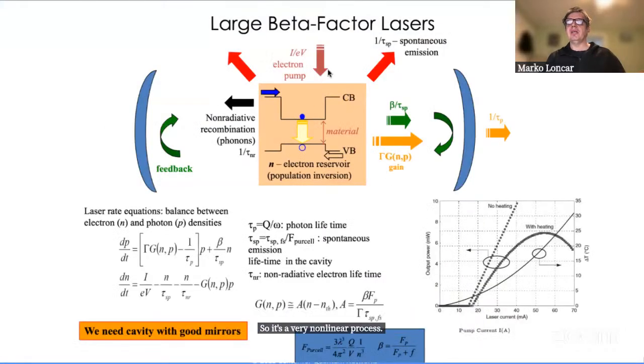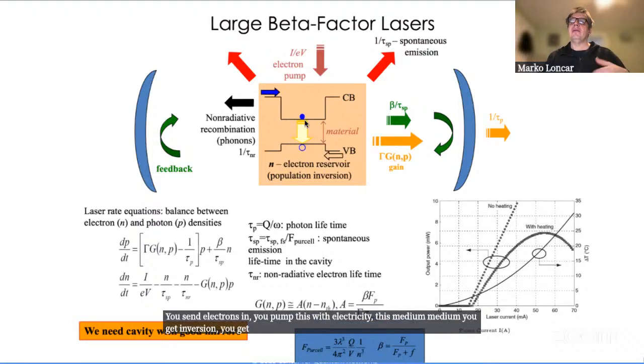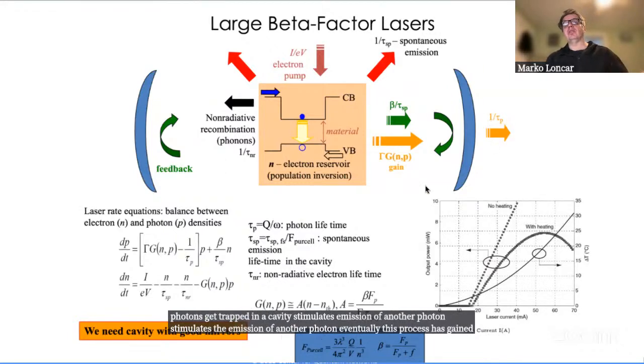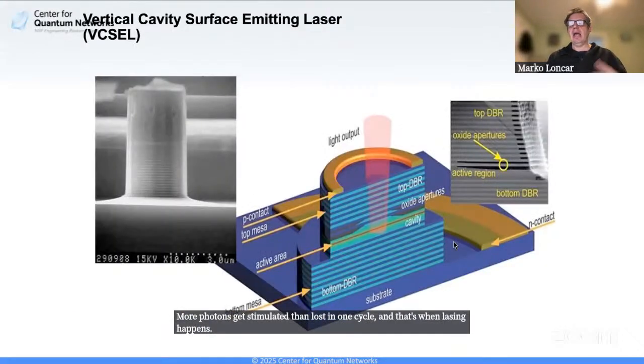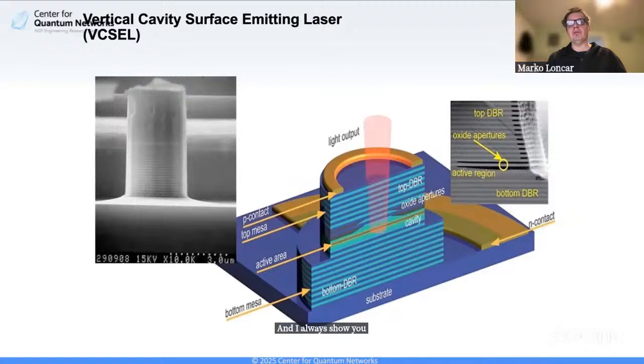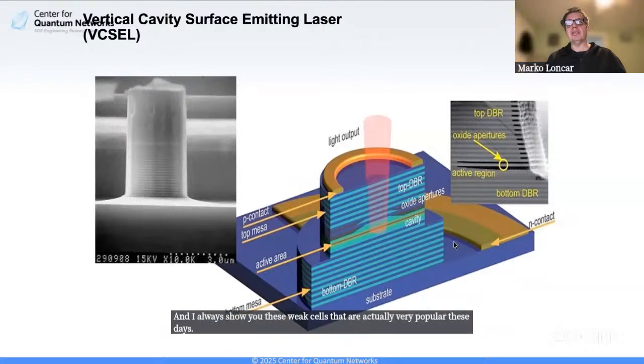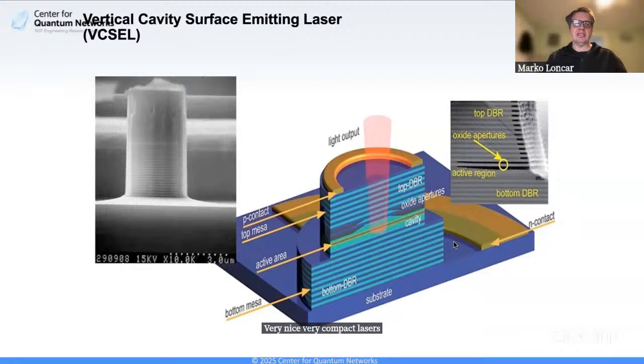So this is summarized here. You send electrons in, you pump this medium with electricity, you get inversion, you get electrons in the excited state, they recombine and emit photons, photons get trapped in the cavity, stimulate emission of another photon, and another photon. Eventually, this process has gain. More photons get stimulated than lost in one cycle, and that's when lasing happens. And I always show you these VCSELs that are very popular these days. Very nice, very compact lasers. Making lasers is a whole art, and is very important, as CJ pointed out.